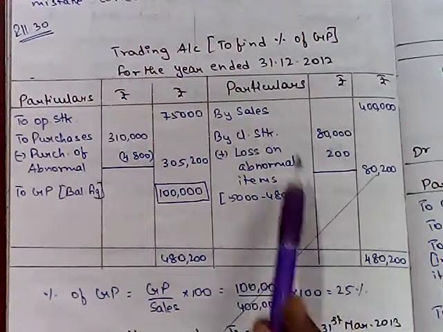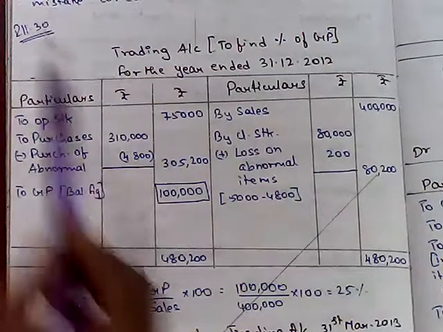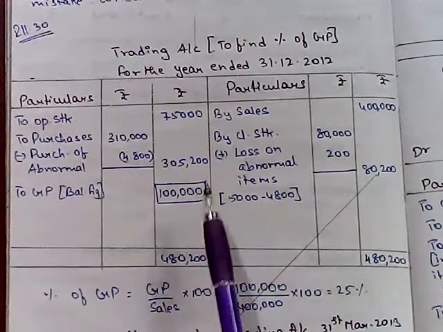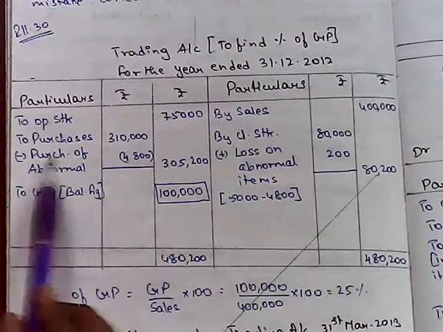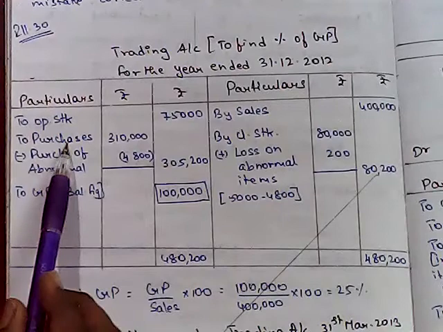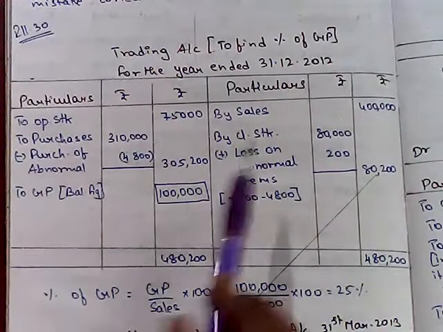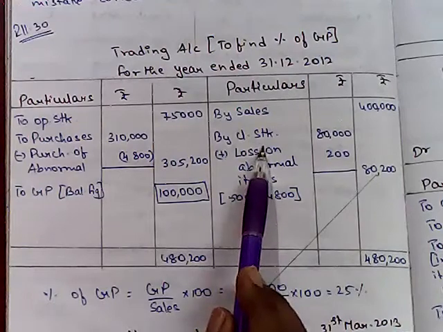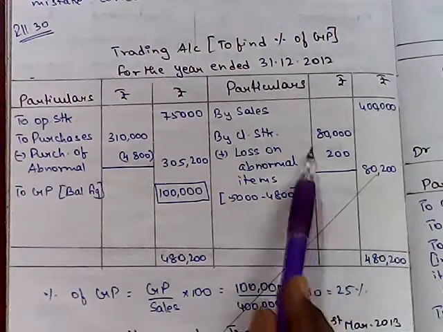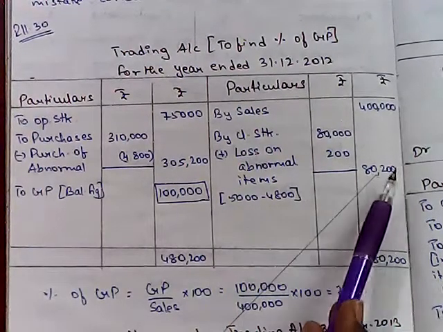So the closing stock, this is very important in this problem. This problem is another type of problem where you have abnormal item. Okay, so purchase of abnormal item you have to reduce from the actual purchases, and loss on abnormal item you have to add with the closing stock. Okay, so we get the closing stock as 80,200.